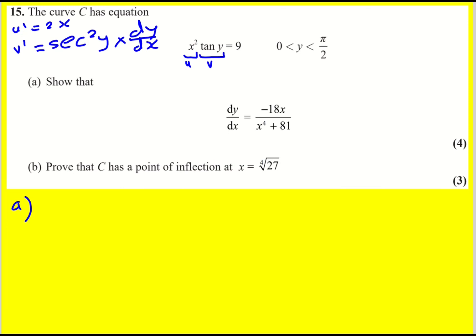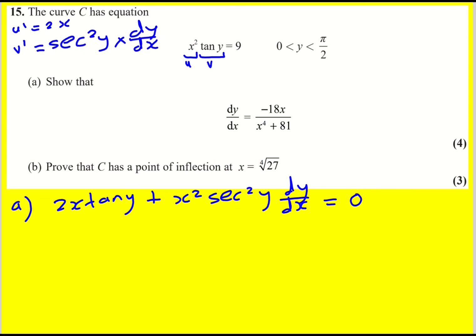And now it's going to be u dash v, so that's 2x times tan y, plus uv dash, which is x squared sec squared y dy by dx, and the right-hand side differentiated becomes 0.